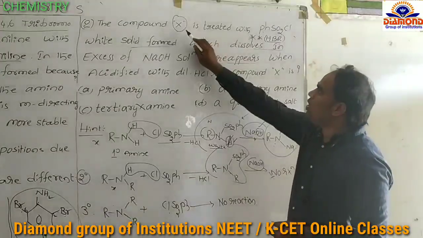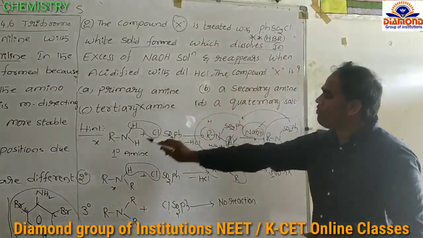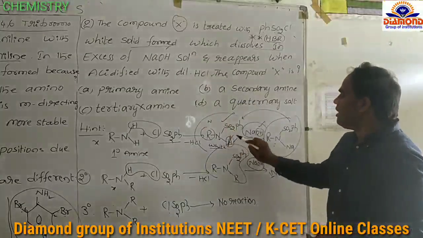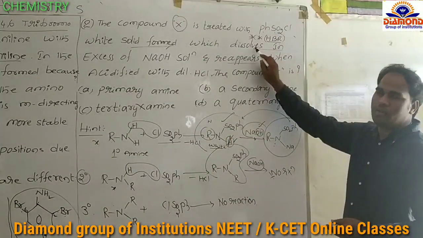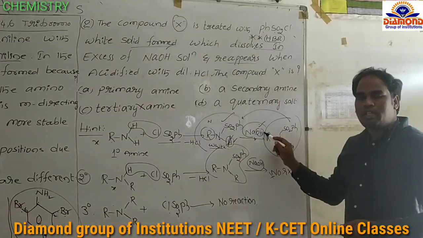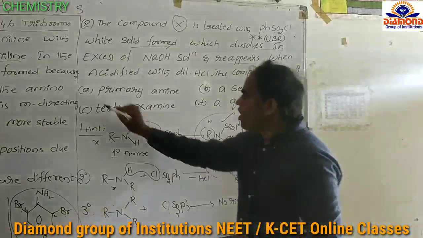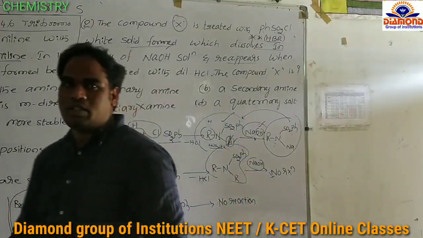So but here the question is what? X reacts with Hinsberg's reagent, primary amine reacts with Hinsberg's reagent, forms a white solid, and that white solid dissolves in sodium hydroxide. Okay, so which one dissolves here? Primary amines only dissolve in sodium hydroxide. Therefore, option A is correct for this question.